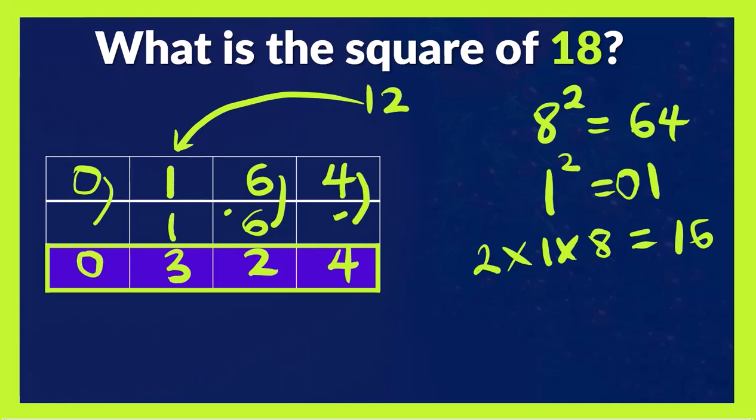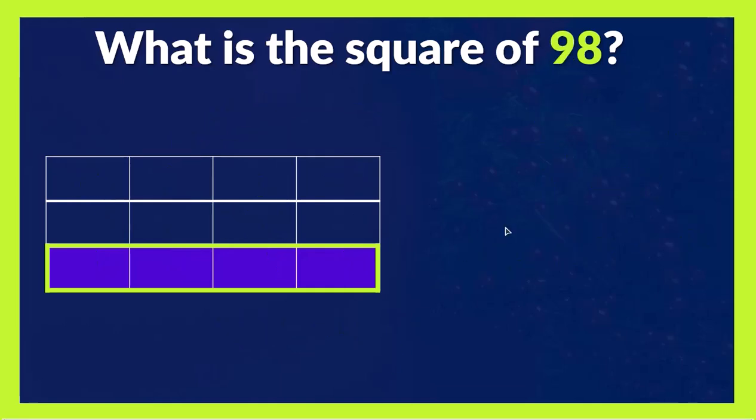So now what we have so far is 0, 3, 2, 4. And 0, 3, 2, 4 is the same thing as 3, 2, 4. So our final answer for 18 square is 324. Fantastic. You're doing a great job. Well done. Here is our last example using the first method.